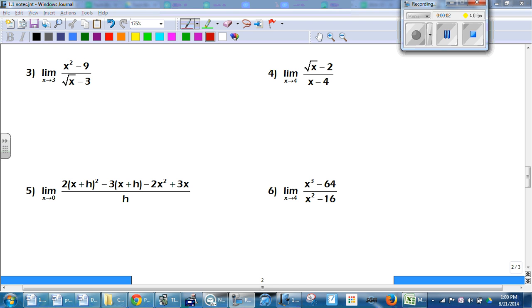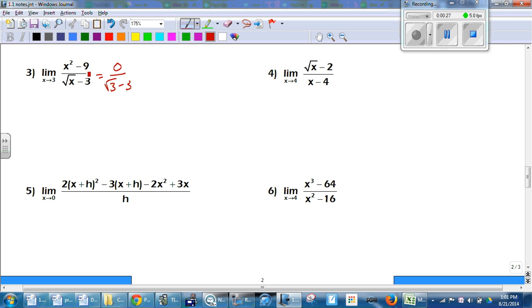All right, for number 3, at first glance you may say, oh, this is going to be one of those conjugate ones. But remember, first step should always be direct substitution. If I put 3 in here on top, we're going to get 9 minus 9, which gives us 0. On the bottom, we get square root of 3 minus 3. That doesn't give us 0. So actually, in this case, direct substitution works.